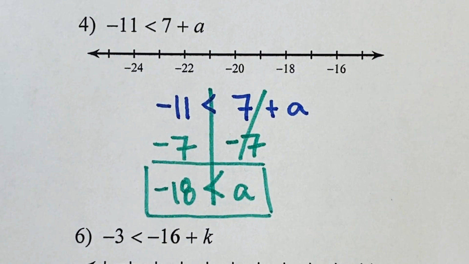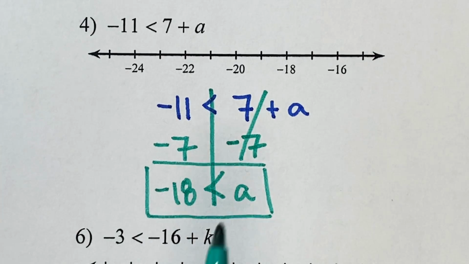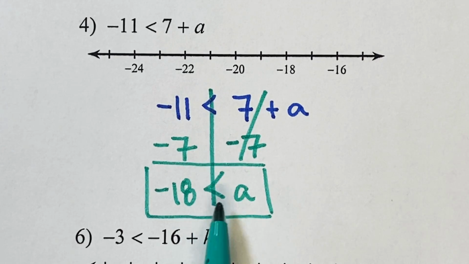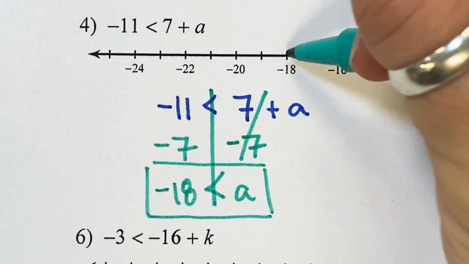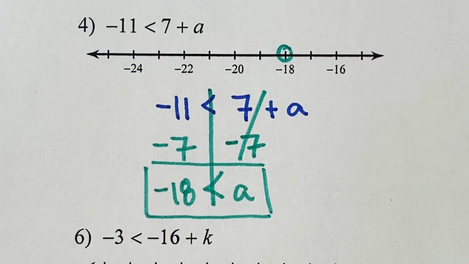So now, on what number am I going to put a point? I'm going to put my point at negative 18. Okay, is it going to be an open or a closed point? It's going to be open. And then which way am I going to shade?